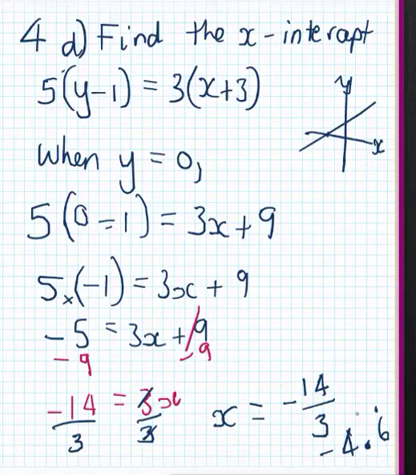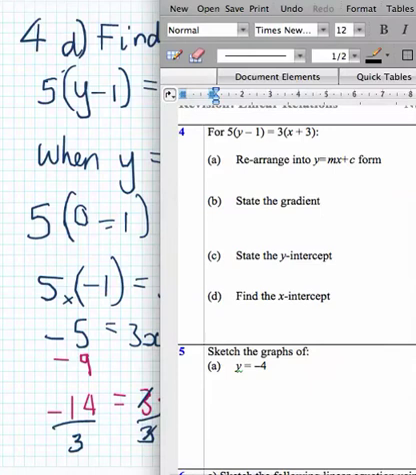So with this question, we found the gradient and y-intercept by rearranging our equation into this form, and then to find the x-intercept, we had to make y equals 0, and we used the original equation just in case we made a mistake with the one that we rearranged.